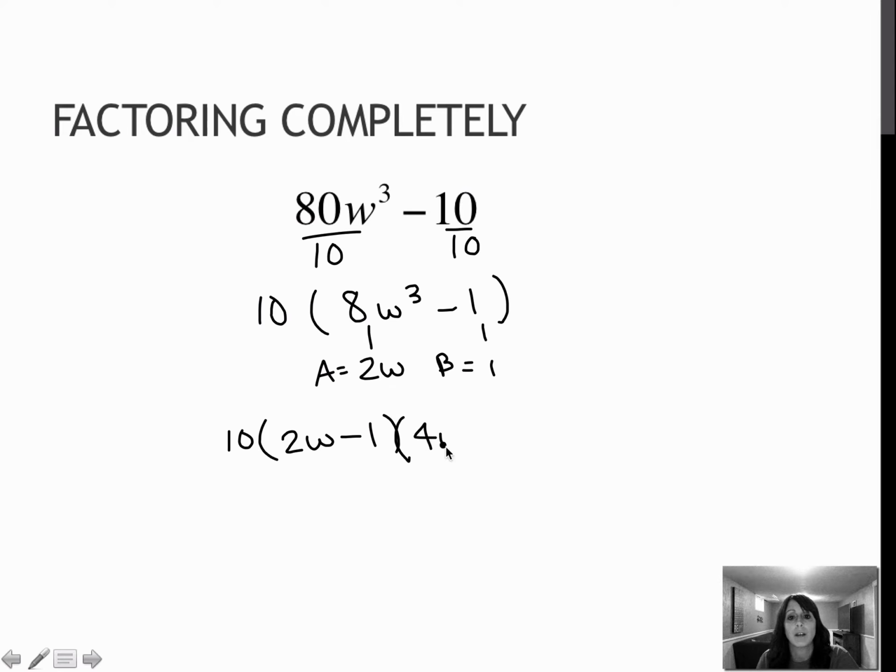and then a squared plus a times b plus b squared. So that is my final solution.